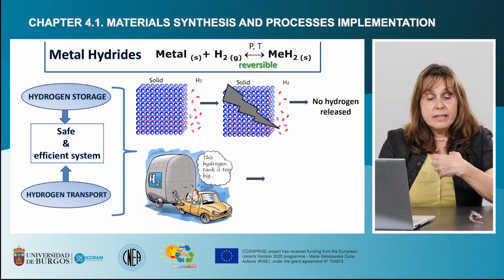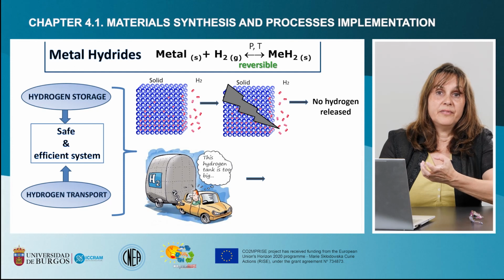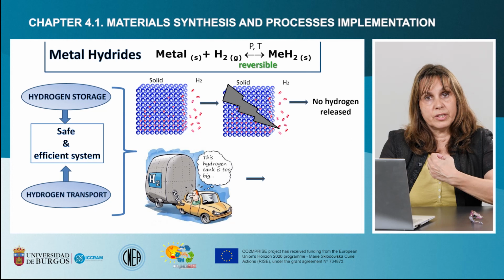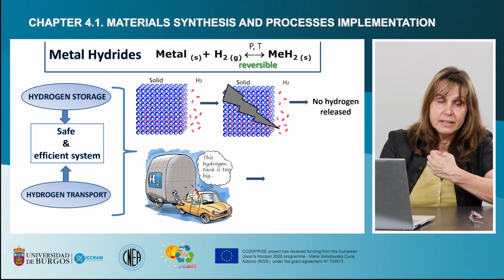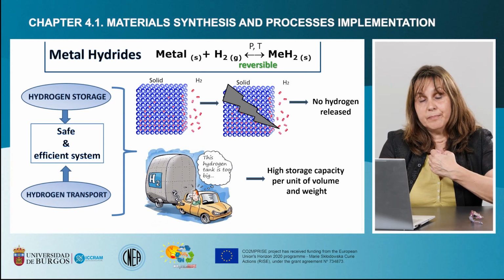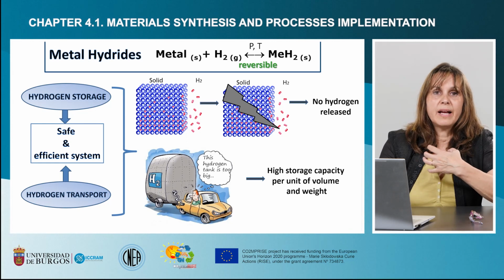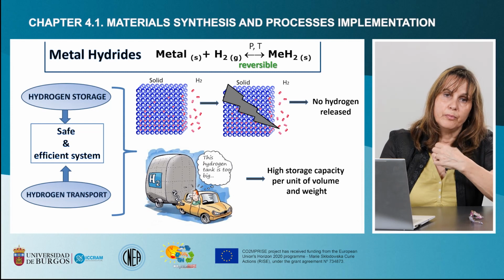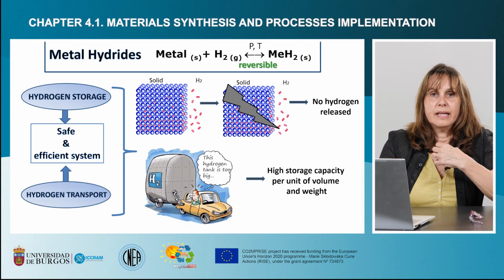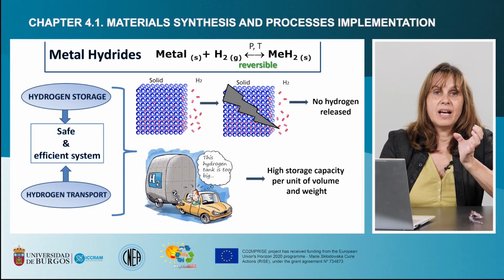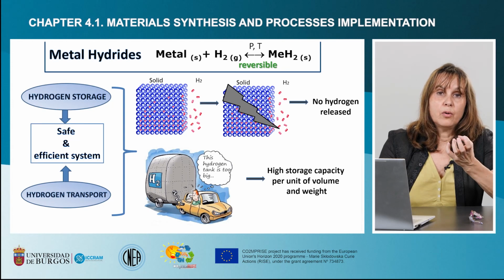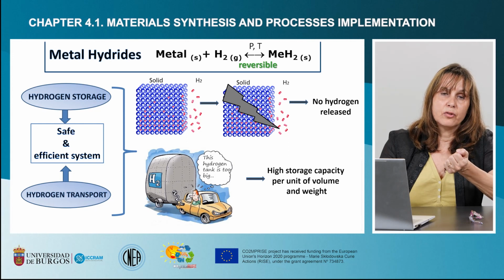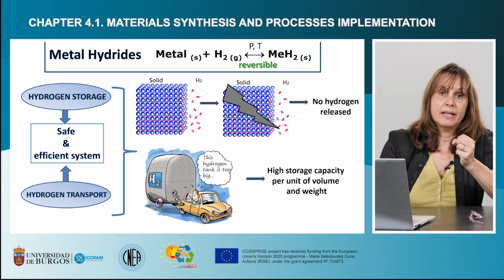The second important property, the efficiency of the system, is because this type of materials, hydride materials, are solid with high storage capacity per unit of volume and weight. In this way, we have a solid with a high density of hydrogen in a small volume and very light.